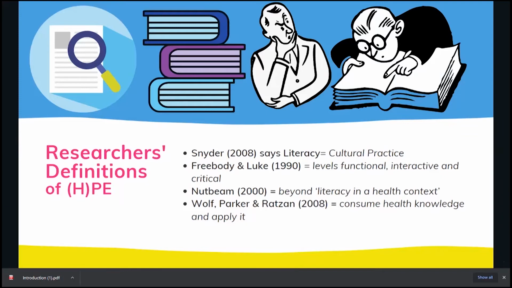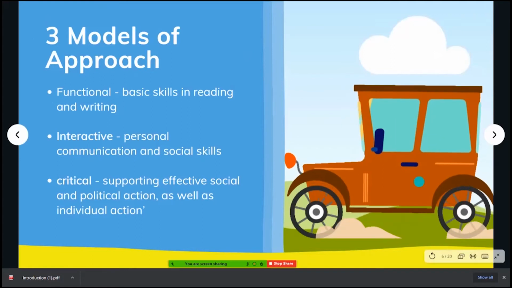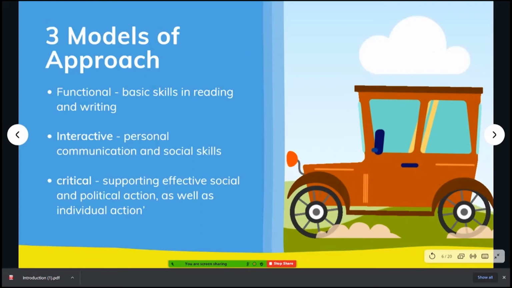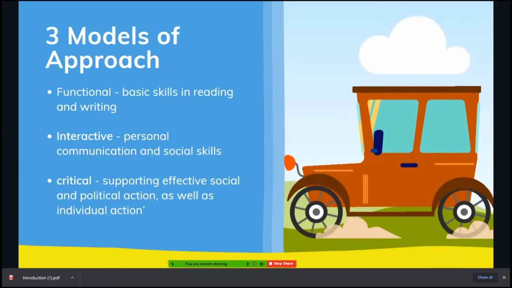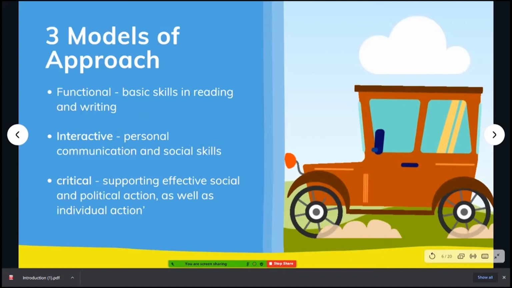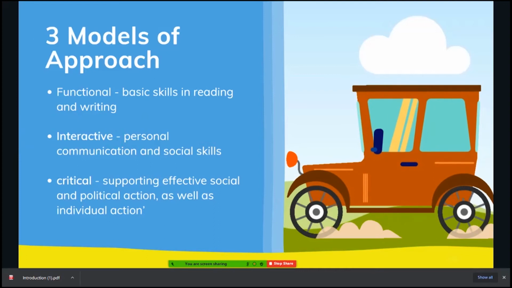Moving forward, what are the three levels of literacy? The first level is functional, which is the ability to comprehend related information and function within a health system context, such as using reading and writing. Next is interactive health literacy. It is the personal communication and social skills which are used to extract and derive information and to act independently on that knowledge. The last, very important one, is critical health literacy.